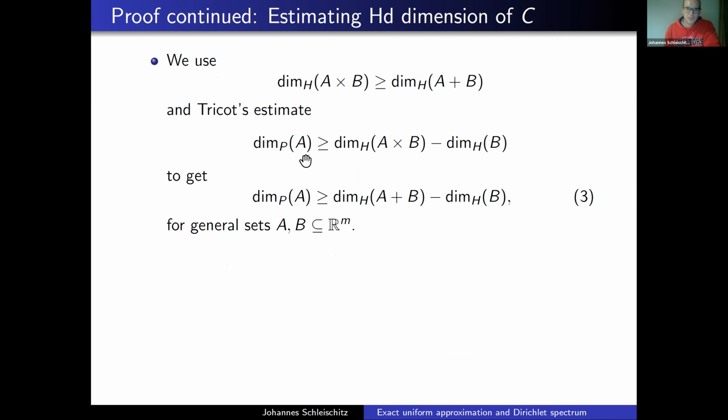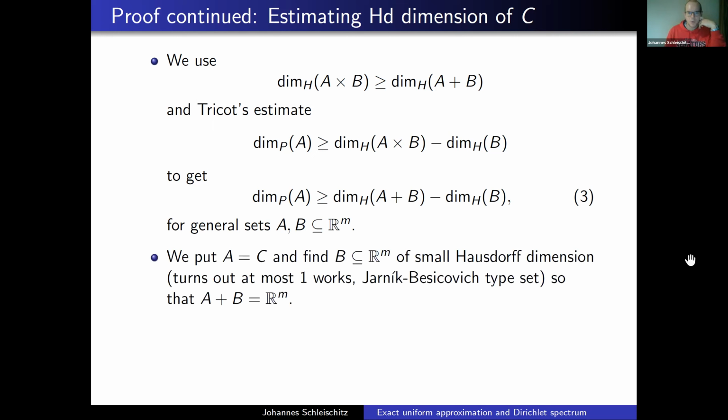So Tricot's estimate is the second line. Then the first line is also clear, because it goes from the product to the sum, because it's a continuous map. So the first 2 lines are, the first is a well-known property for Hausdorff measure. The second is this Tricot result, which is not so trivial. And you get finally this 3, and this is true for every subsets A, B.